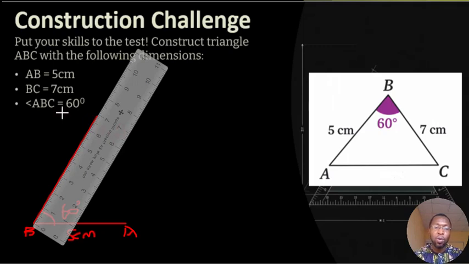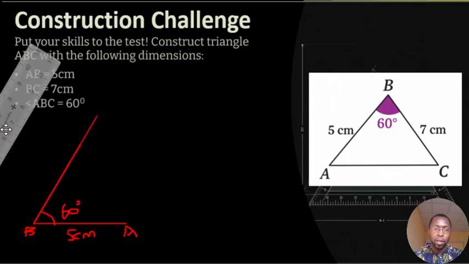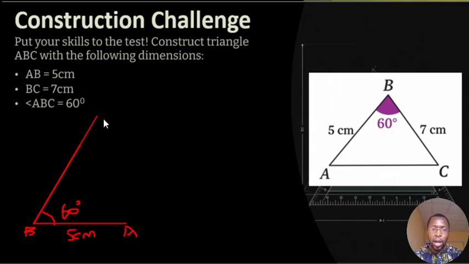You can now take away your ruler, and then join this end and this other end with your pencil and ruler again, and that gives you your triangle with 2 sides and 1 included angle. Perfect. So here is now 7 centimeters, and this point is point C.